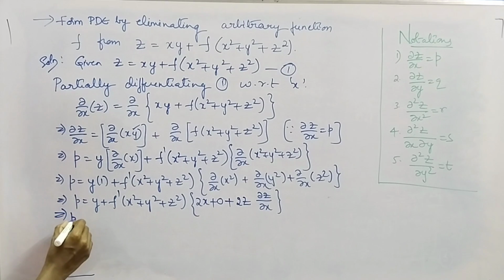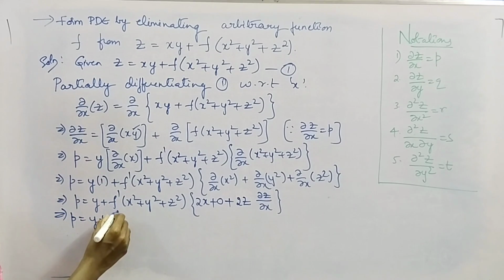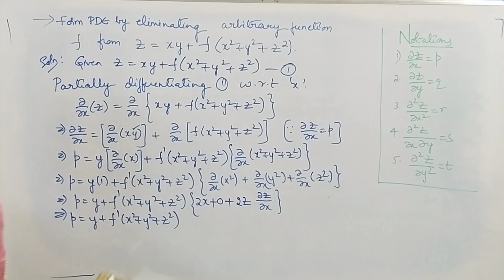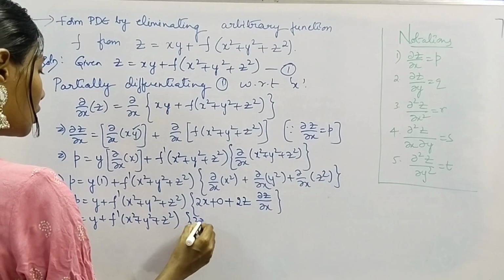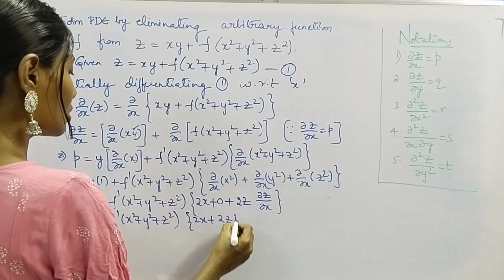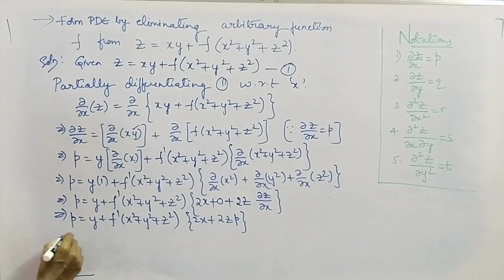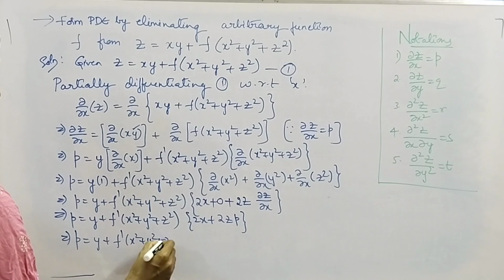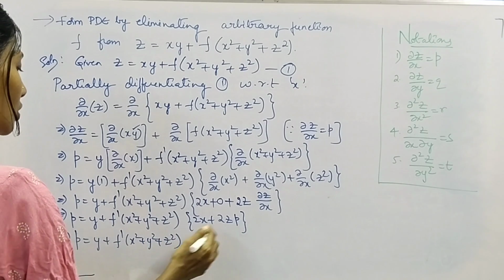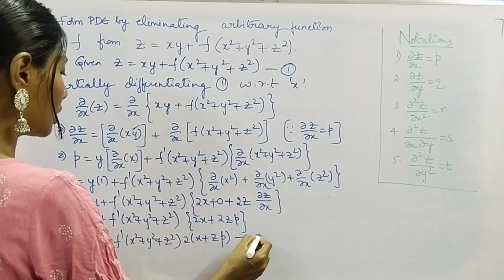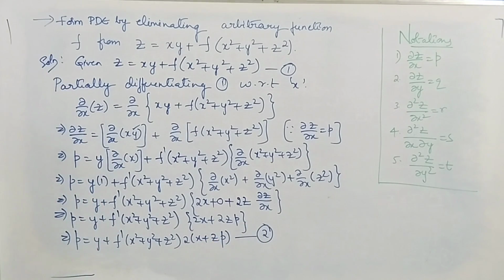This gives us p equal to y plus f dash of x square plus y square plus z square into 2x plus 2z into, just replace it by p, since dou z by dou x equal to p. This gives us p equal to y plus f dash of x square plus y square plus z square into, take 2 common from these two terms, 2 times x plus zp. Consider this as equation number 2.